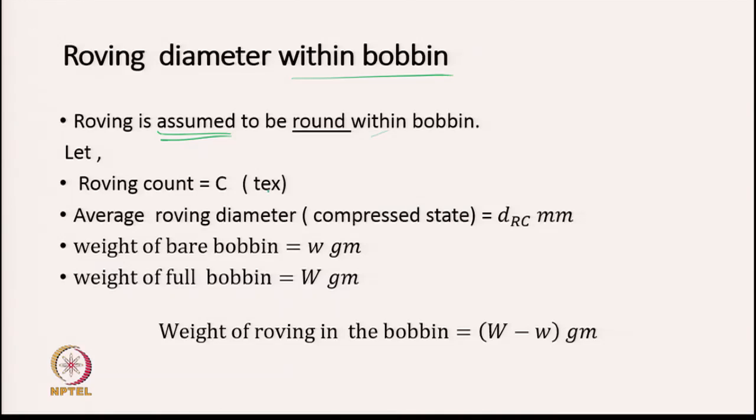The roving count is assumed to be C in terms of tex. Average roving diameter, let us say DRC, in a compressed state. So, this DRC is the roving diameter in compressed state within the roving bobbin. Weight of the bare bobbin is small w, weight of the full bobbin is capital W. So, the roving content is W minus small w in terms of gram.